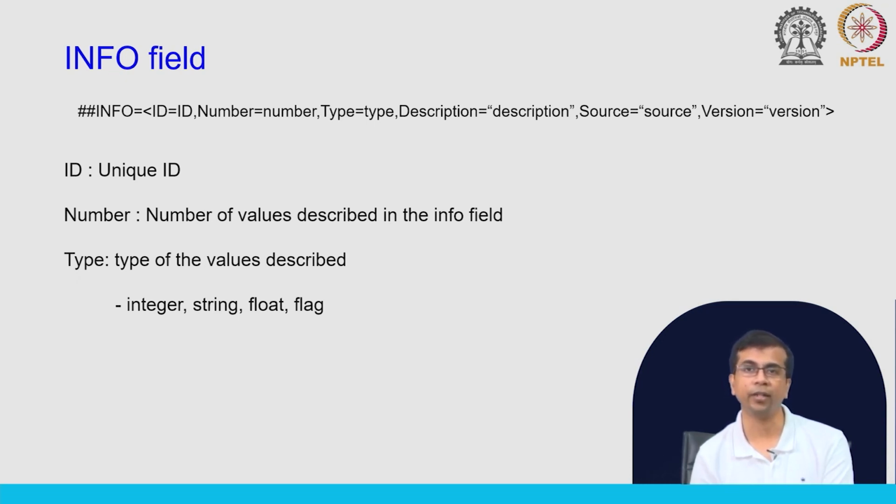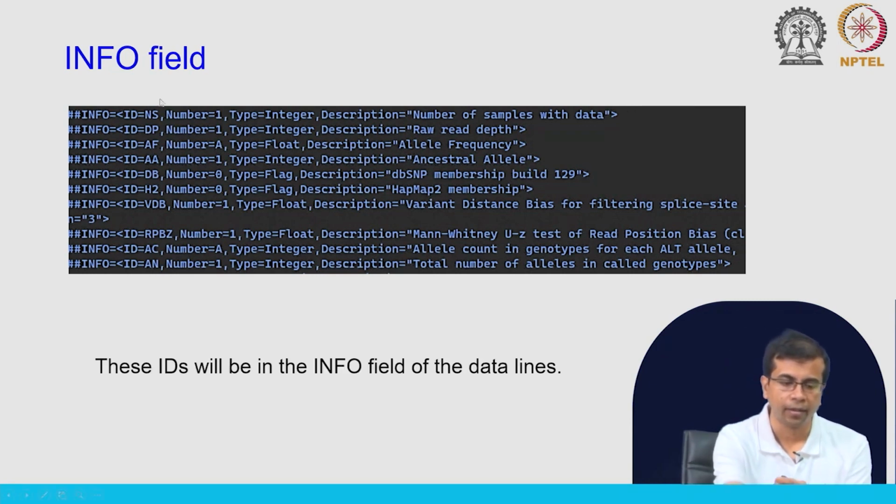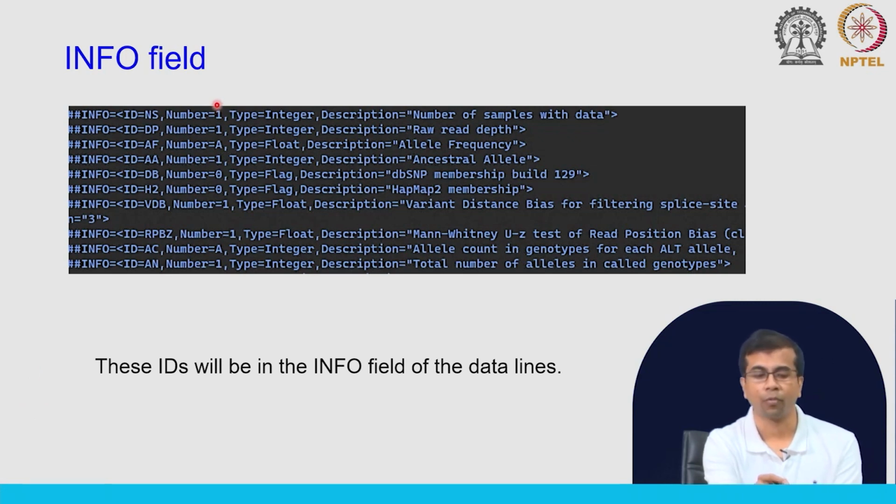that will tell us what this ID specifies, what this ID means. So, it helps us in interpreting the data. Here is an example. You can see, for example, the first line INFO ID equals NS, and then you have Number equals 1. So, we expect one value for this ID NS, then you have Type Integer, this should be an integer value, and this description means number of samples with data.